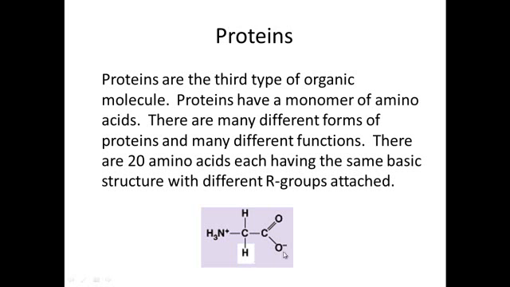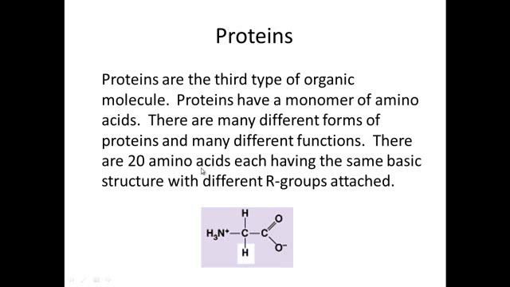Amino acids all have the same basic shape. They all have this blue part, a region that is identical. And then where this H is coming off, this is called the variable region. It's called an R group. Each of the R groups has a different shape. They're different atoms that are attached there, and that's what makes them all different.